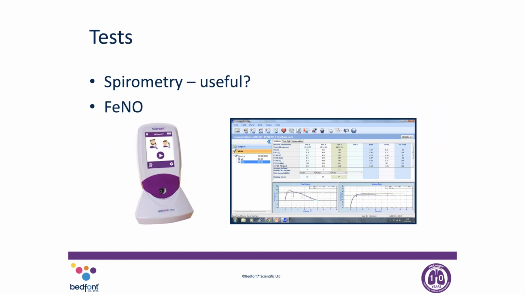Do we measure the obstruction in the lungs? Do we do spirometry? Would that be useful or not? Or do we look at FeNO, which will measure the eosinophilic airway inflammation? Or do we do a combination of both? And often it's a time constraint that would limit one or the other.